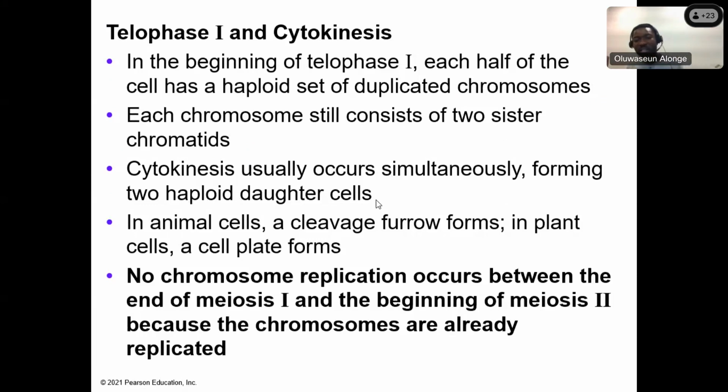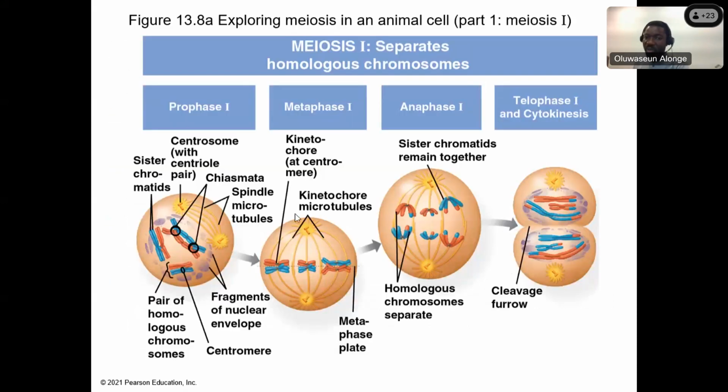Now, these daughter cells, they are haploid. In animal cell, a cleavage furrow forms; in plant cell, a cell plate forms, just like we talked about. Now, no chromosome replication occurs between meiosis 1 and meiosis 2. Now, let's go and look at what is going to happen. This is exactly what I've just shown you.